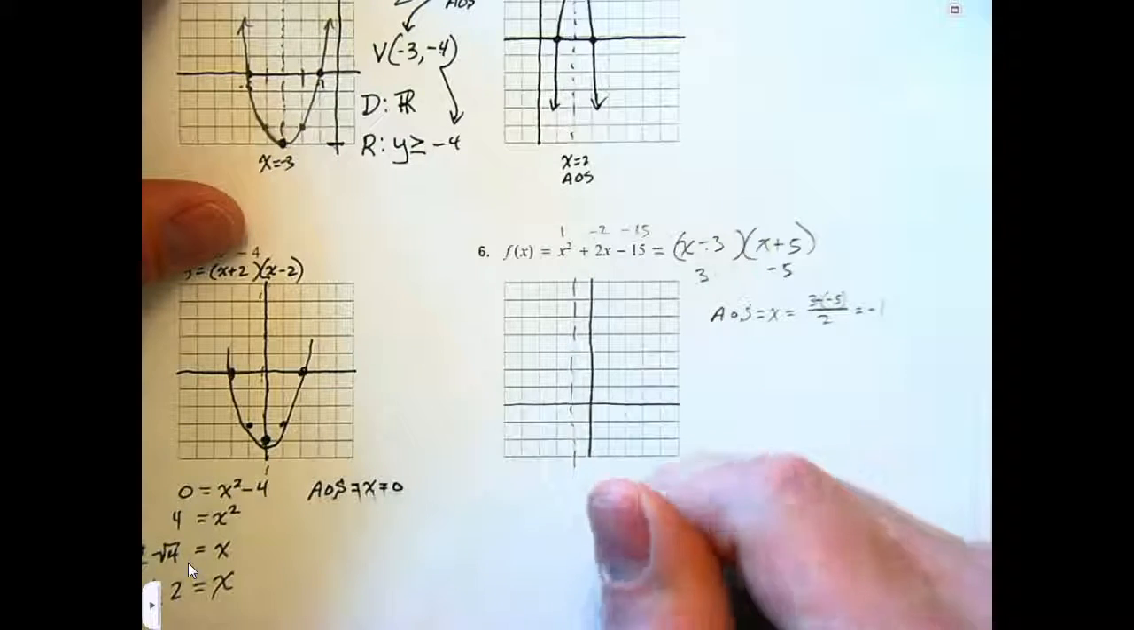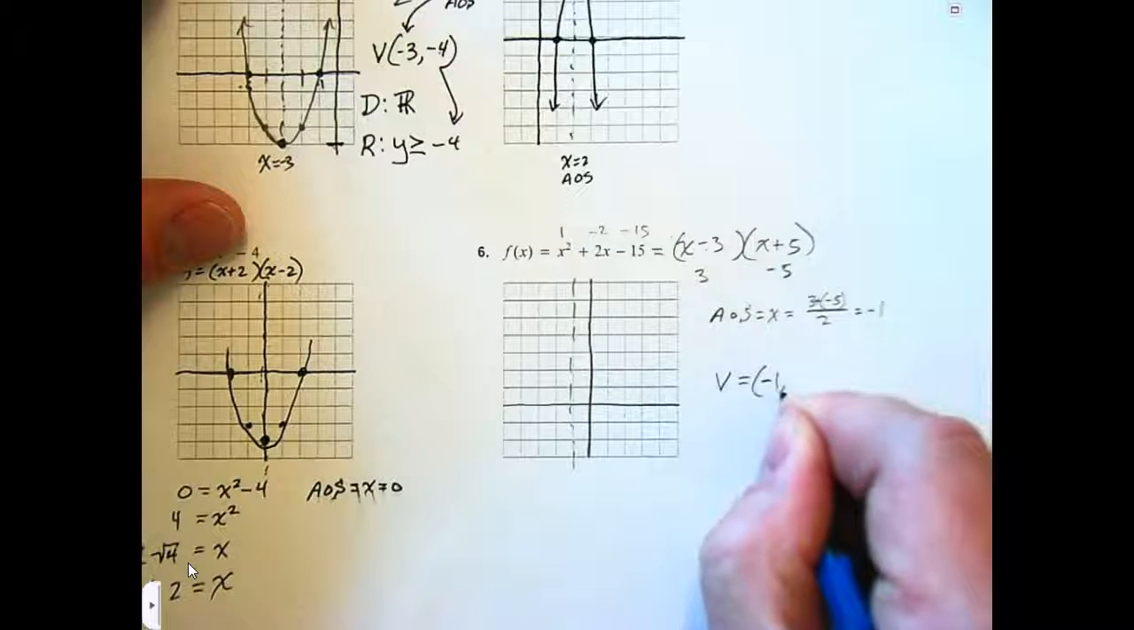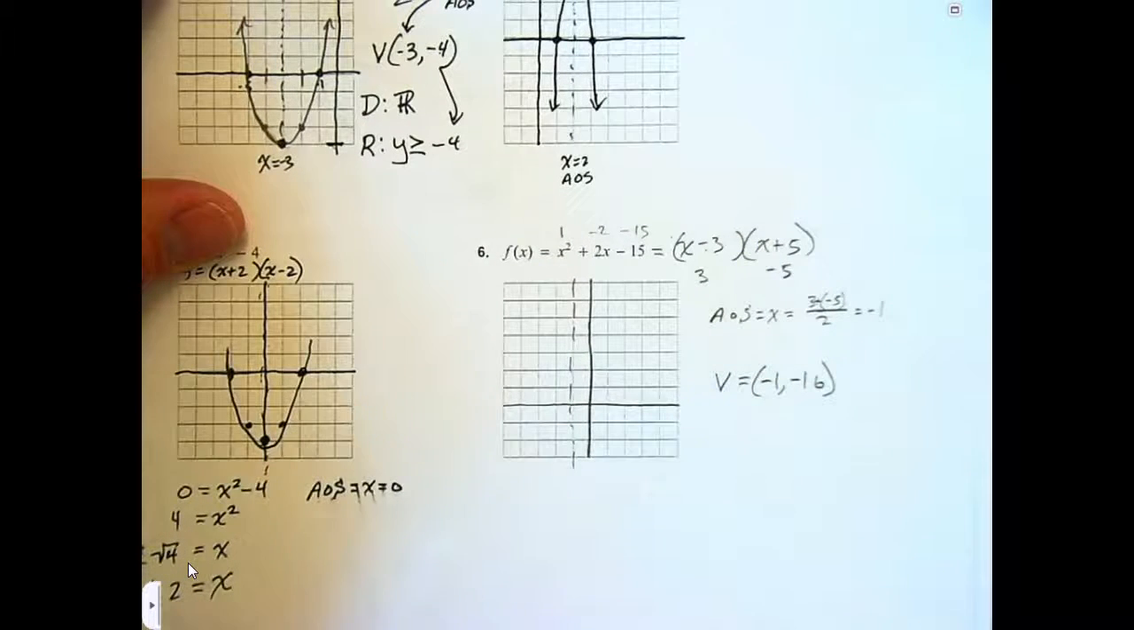You did it correct. I don't know if I did it right. Did you get a vertex of negative 1, negative 16? I did. All right. You didn't? I didn't. Oh. How many got a vertex negative 1, negative 16?